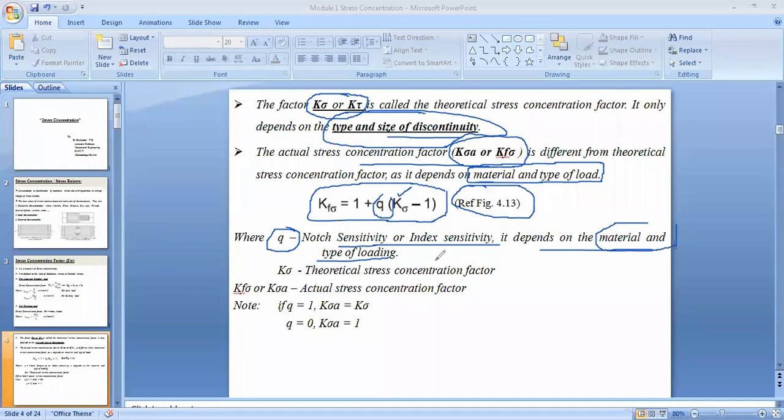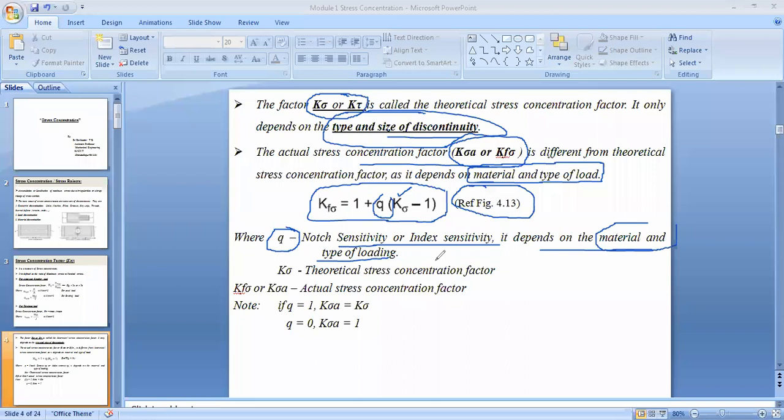Now, the notch sensitivity, or index sensitivity, mainly depends upon the material and the type of loading. So how sensitive is the notch? If we use a V notch or circular notch, how much is the sensitivity? That depends upon the material and load. For ductile material, we will not consider this q value. For brittle material, we consider the q value, because when you apply a load, a ductile material undergoes a plastic state, from the elastic state to the plastic state. That is why we will not consider notch sensitivity.